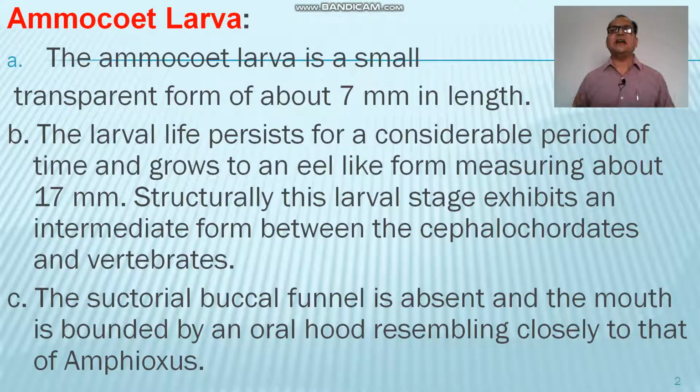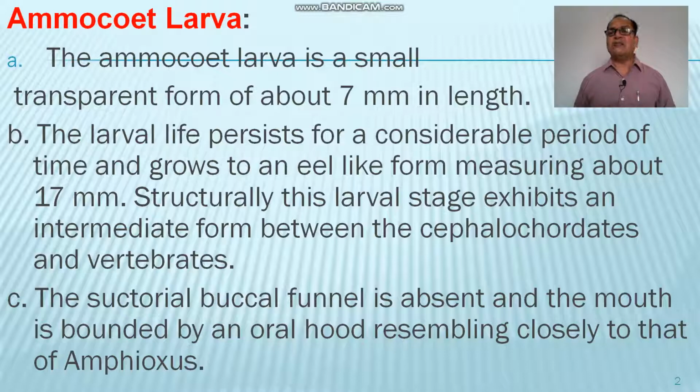The Ammocoete larva is a small, transparent form about 7 millimeters in length. The larval life persists for a considerable period of time and grows to an eel-like form measuring about 1 meter long, the lamprey. Structurally, this larval stage exhibits an intermediate between the cephalochordates and vertebrates. In evolutionary terms, it is a very important larva in the Chordata.